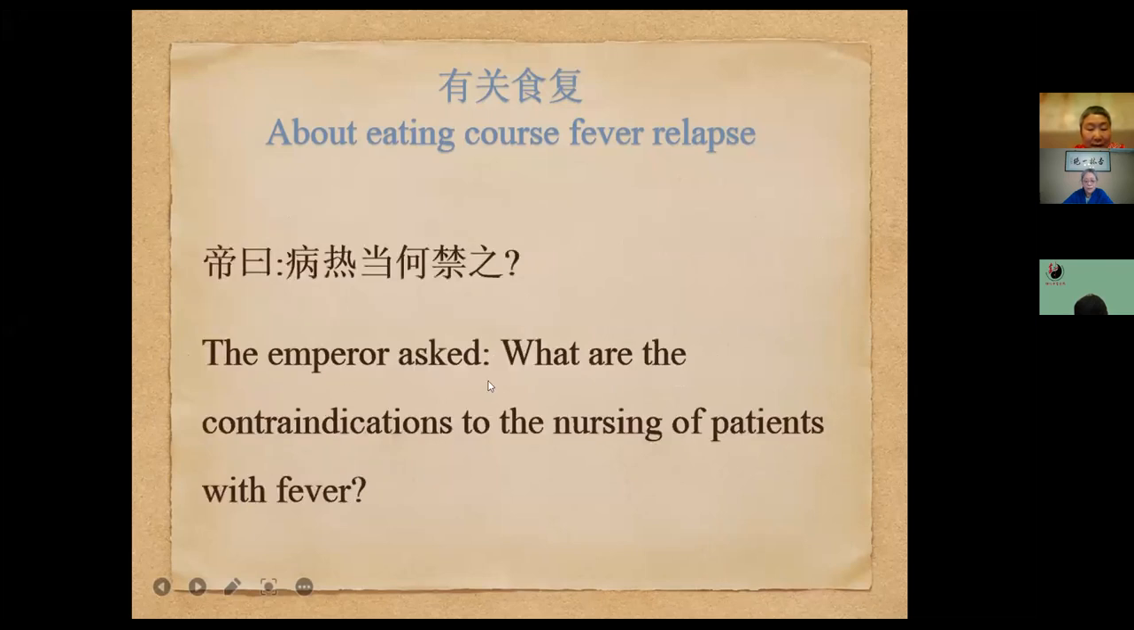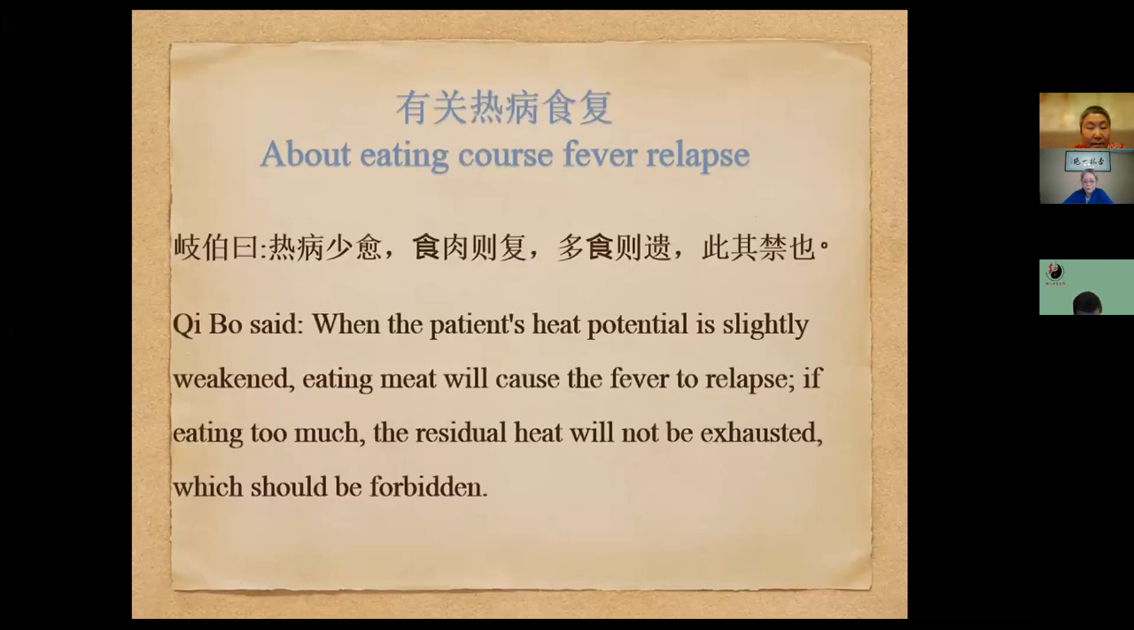The emperor asked, what are the contraindications when nursing a patient with fever? And Qi Bo said, when the patient's heat is slightly weakened, eating meat will cause the fever to relapse. If eating too much, the residual heat will not be exhausted, which should be forbidden.